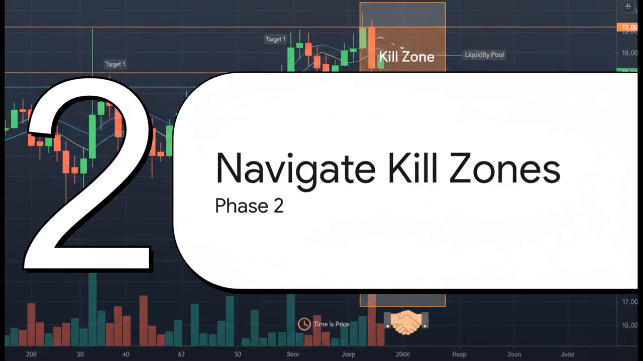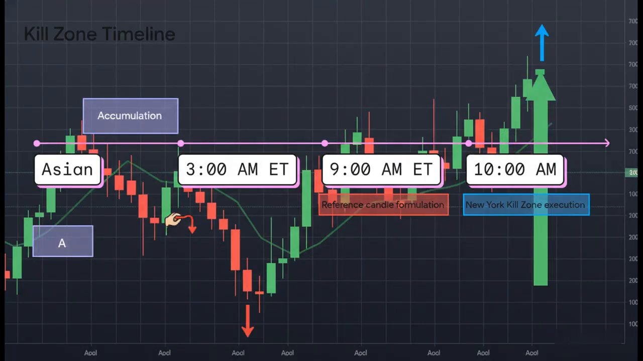Phase 2, navigating the kill zones. The absolutely crucial point here is patience. Once those targets are marked, you don't just start clicking buttons. You sit on your hands. Time is just as important as price here. This timeline maps out our whole trading day.